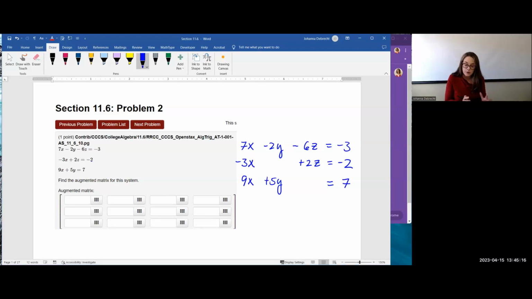And now I'm ready to go ahead and convert it into an augmented matrix. I should have a long vertical bar there. So coming across the rows, I have 7, -2, -6, -3. Row 2 is a -3. There's a blank, so 0, 2, -2. Row 3 is 9, then 5, then a blank, so 0, then 7.